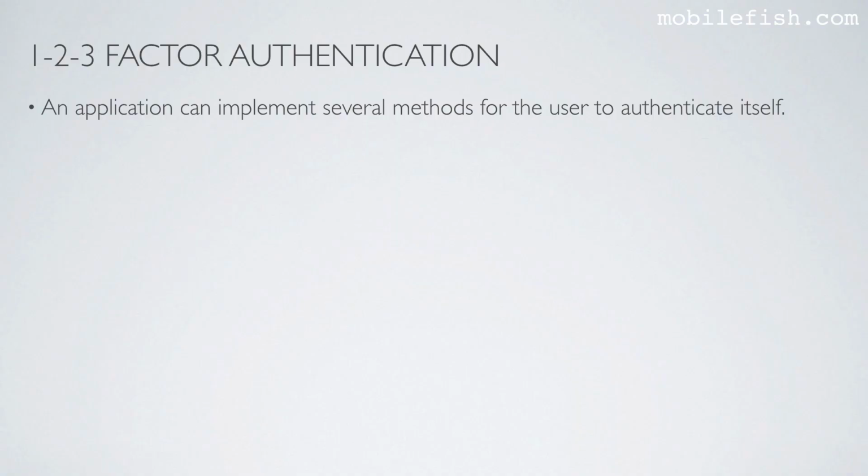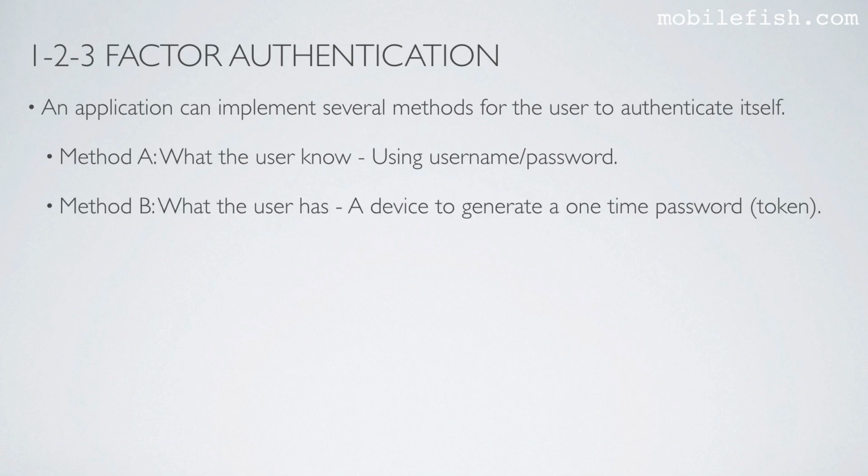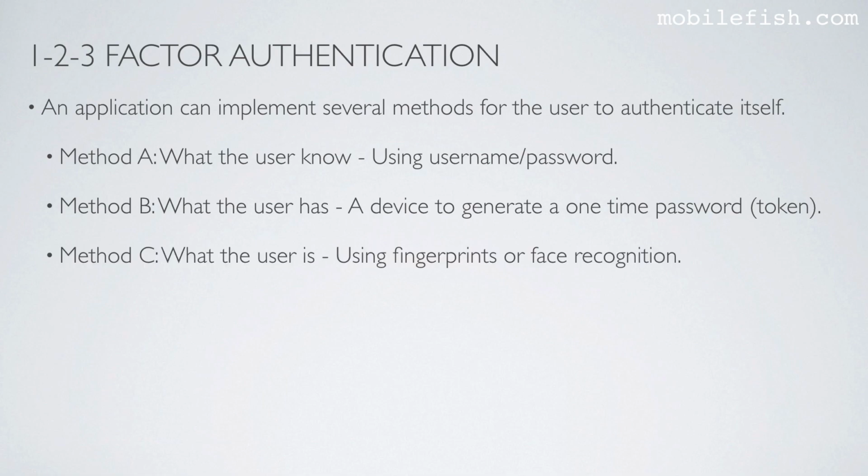An application can implement several methods for the user to authenticate itself. Method A: what the user knows, for example, using username and password. Method B: what the user has, for example, a device to generate a one-time password, meaning a token. Method C: what the user is, for example, using fingerprints or face recognition.